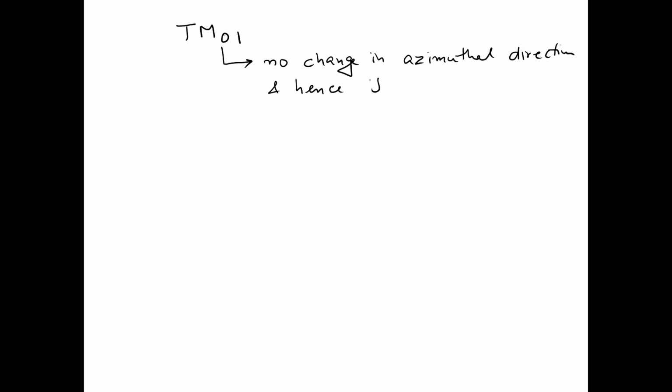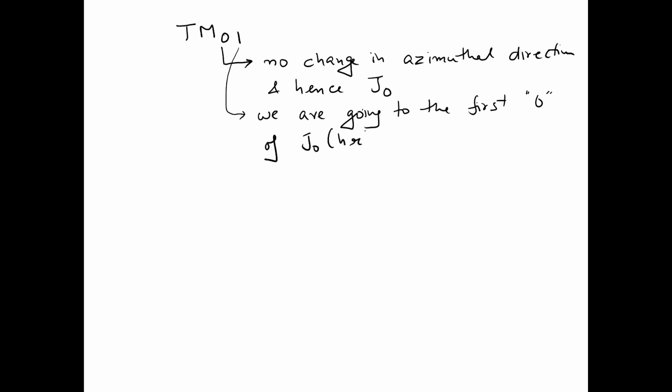Again, let's quickly remember what TM01 means. 0 means no change in the azimuthal direction, that there is no change of the field amplitudes as you go around in a circle. There are no lobes created there. So there's no change in azimuthal direction, and hence the Bessel function has to be the J0 function. They are related. And the 1 means we are going to the first 0 of the J0 function.